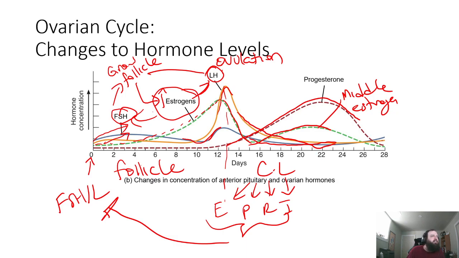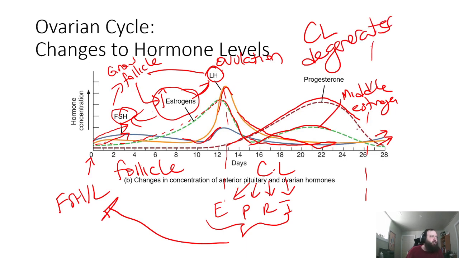Now, the point at which this all changes and the FSH and the LH start going up again is the point at which the corpus luteum degenerates. That will remove the estrogen and progesterone, which will remove the inhibitory signal for the LH and the FSH, and the cycle will start again.